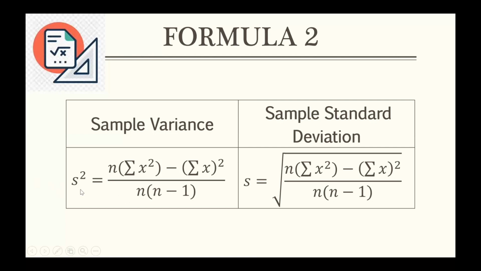We have S squared equals N. N is the number of observations given in a problem. N is multiplied to the summation of the observation, which is being squared, minus the summation of the score, which is being squared, all over n multiplied to the quantity n minus 1. For the sample standard deviation, all you have to do is to get the square root of the sample variance.